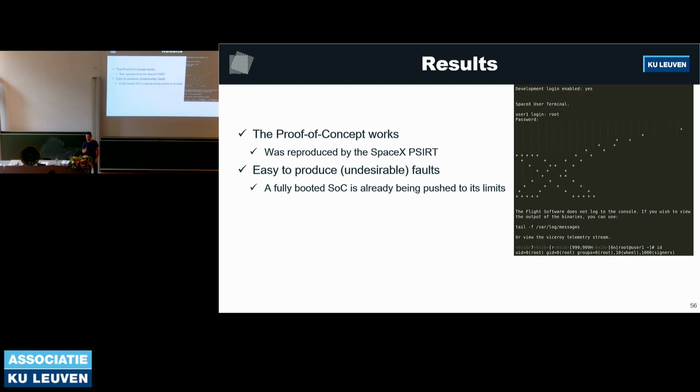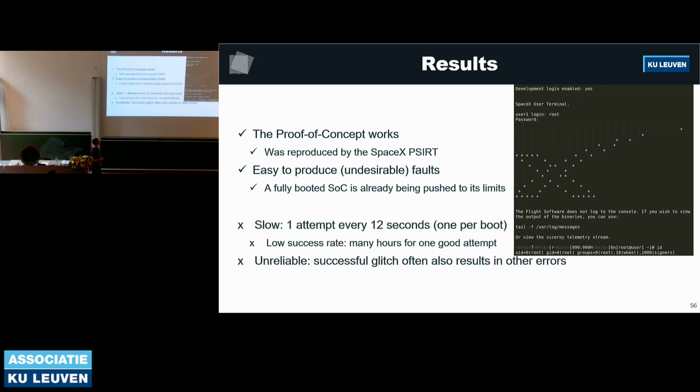Now, this was nice for us because this showed to ourselves that we can actually inject faults into the chip, which is a good first step. We also reported this to SpaceX, and they were able to also reproduce the issue on their end. But the issue with this attack is that it's very slow, because we can only do one attempt for every boot cycle of the dish, which takes 12 seconds. The attack is not very reliable, and that means that it can take many, many hours before we once get lucky. And of course, once we had reported this to SpaceX, it was very easy for them to just not have this check in there anymore at all, and then you were locked out again.